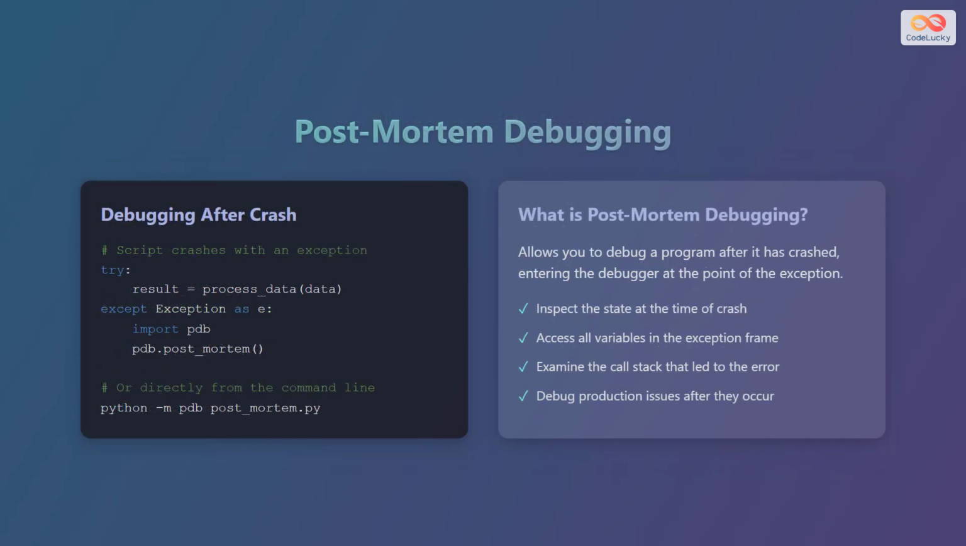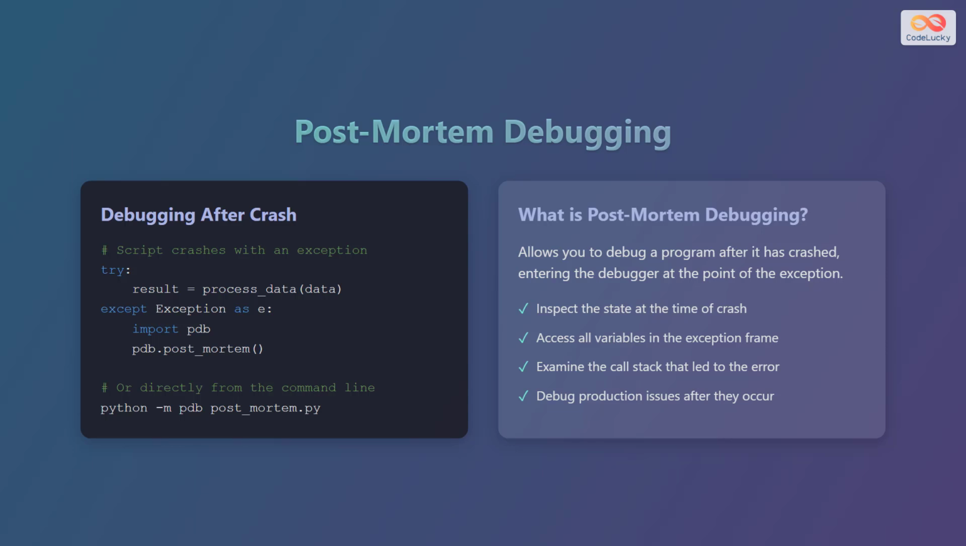Post-mortem debugging is a powerful technique that allows you to debug a program after it has crashed. This involves entering the debugger at the point of the exception. To use this technique, you can wrap your code in a try-except block, and then call pdb.post_mortem in the except block. Alternatively, you can run your script from the command line with the command python -m pdb post_mortem.py.